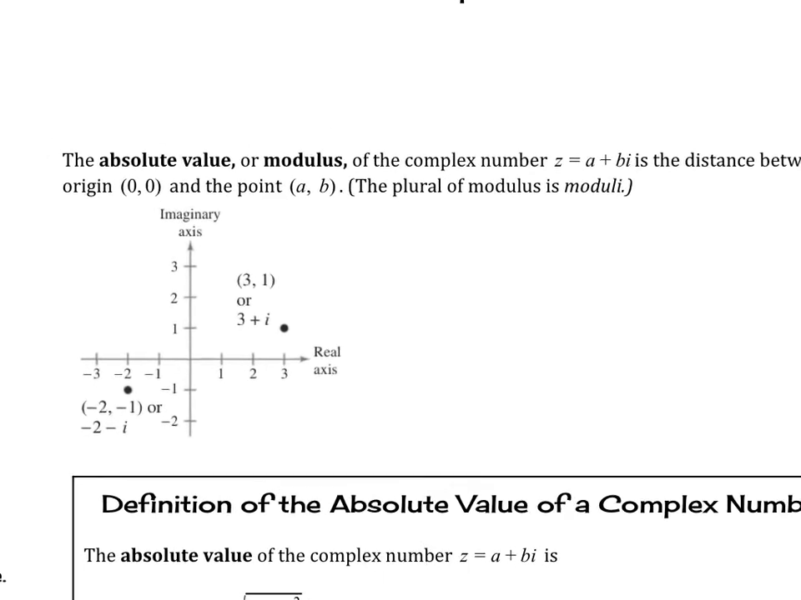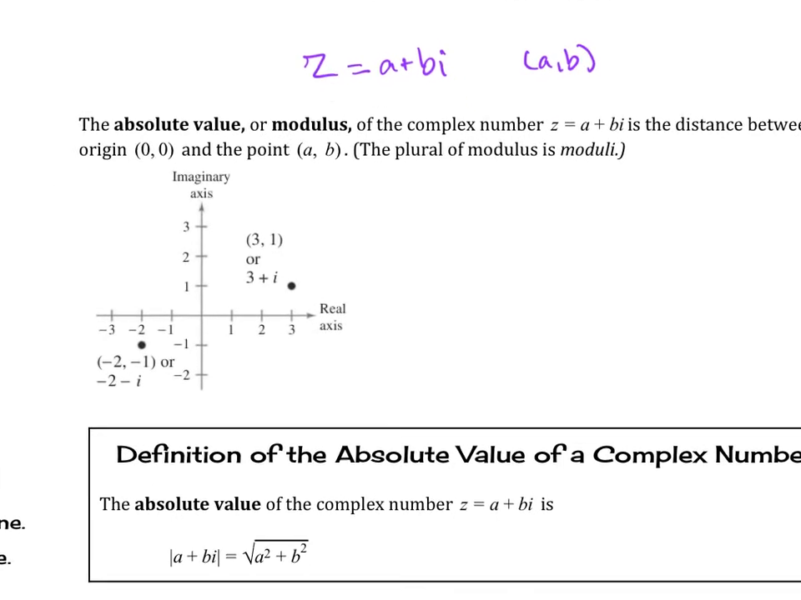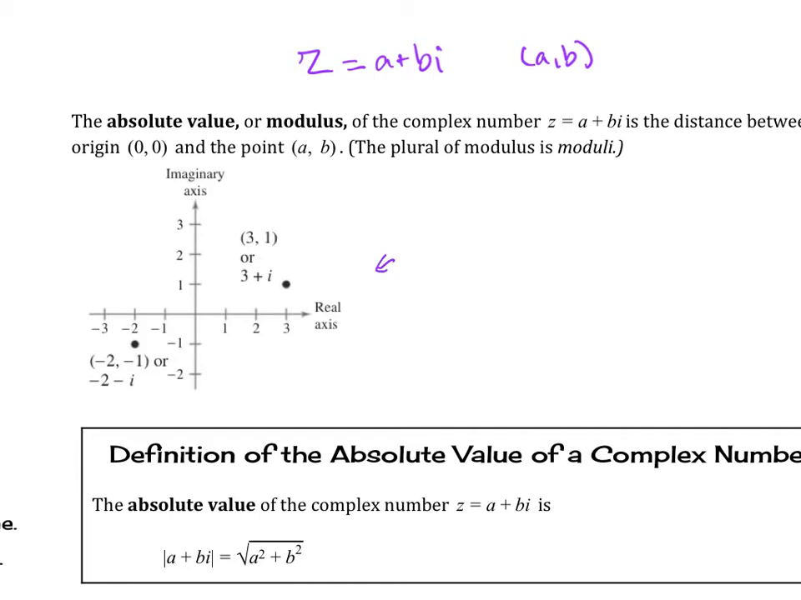So just as a real number can be represented on the real number line, the complex number z equals a plus bi can be represented by a point (a, b) in a coordinate plane, and it's called the complex plane. So here is an example of the complex plane. Notice that our real axis is the x, the imaginary axis is our y. And what we're going to do in the beginning is find the absolute value.